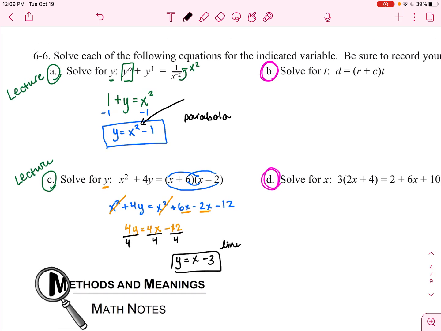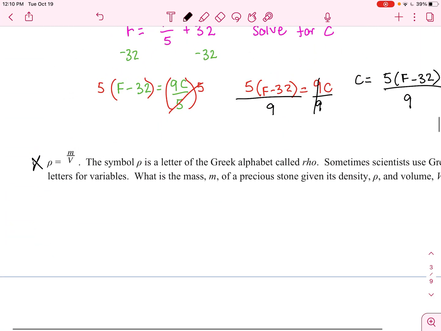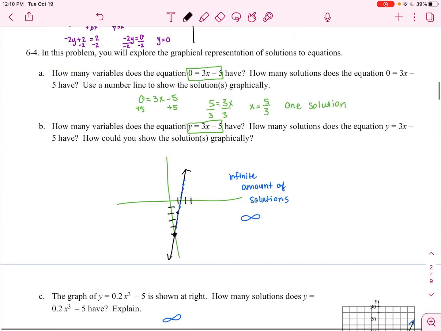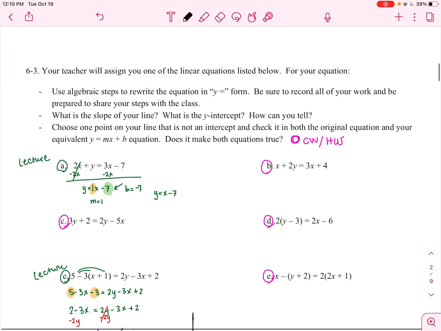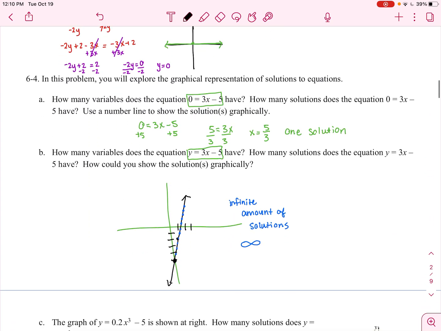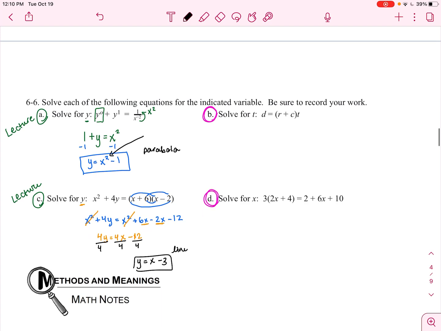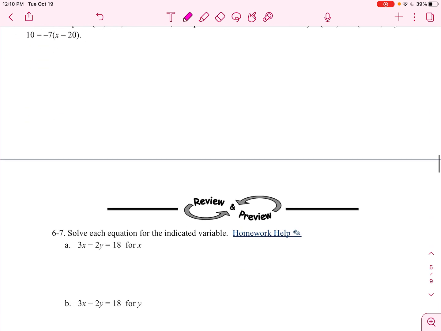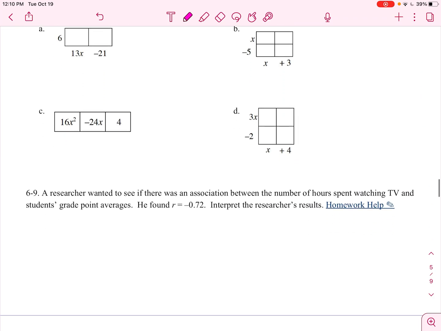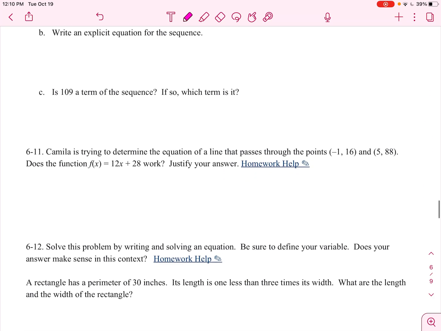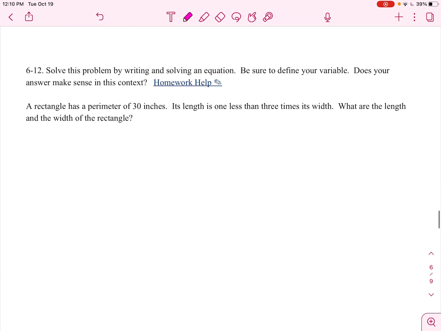Okay, so everything I circled in pink, and I can post this as well. In 6-3, I circled C, B, D, and E. And then in 6-6, I circled B and D. So those will also be classwork or homework. And then please do all of the review and preview for homework as well.